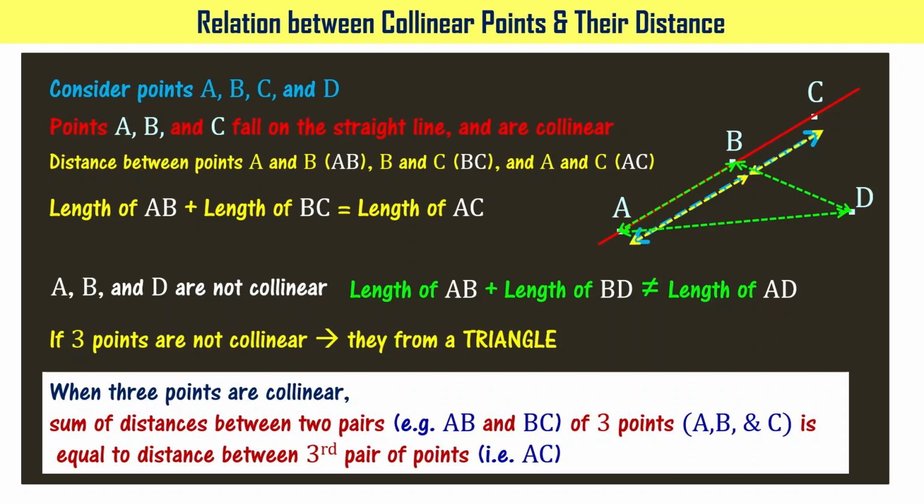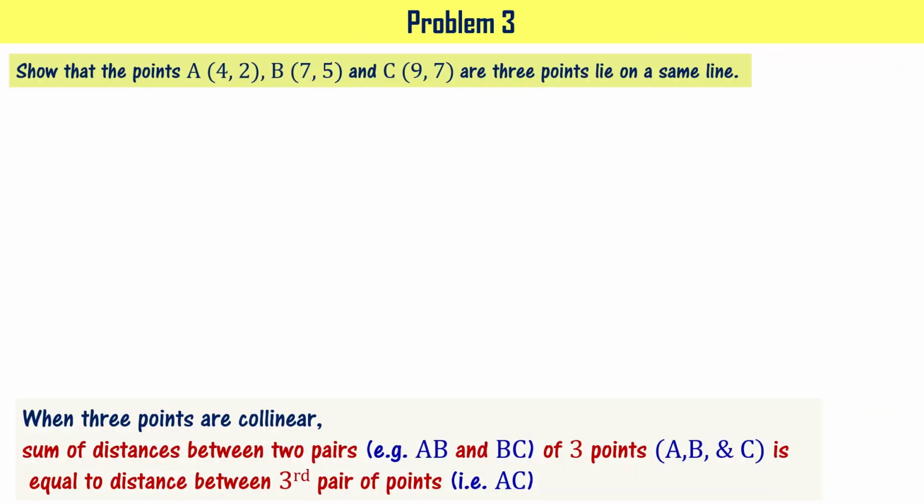The message we have to take from this example is: when 3 points are collinear, the sum of distances between two pairs, in this case AB and BC, of the 3 points A, B, C is equal to the distance between the third pair of points, that is AC. With that in mind, let's go back to the problem and show that the given points lie on the same line, meaning they are collinear points. We want to show that.